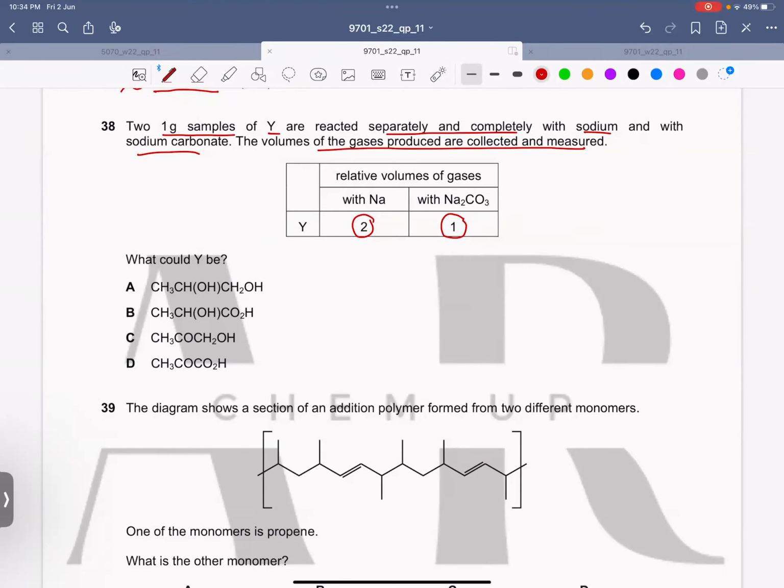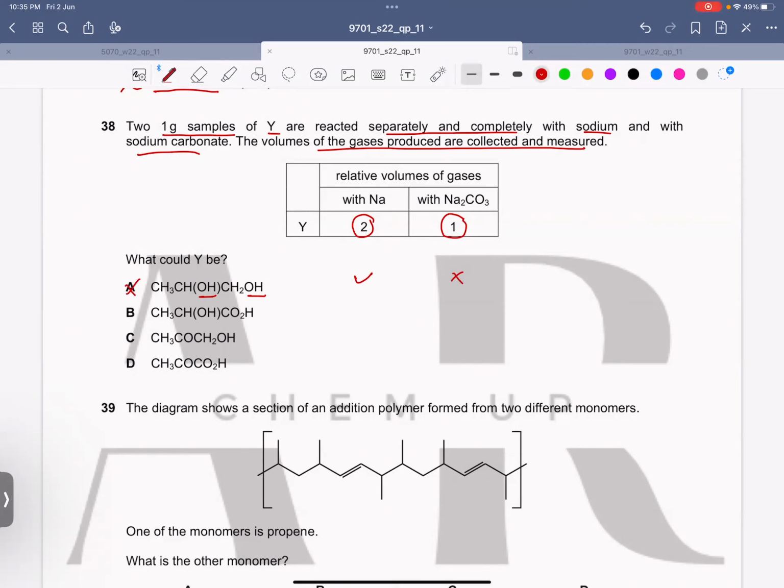Okay. So if you look at A, in A both are alcohols. So remember, alcohol does not react with sodium carbonate. So in this case of A, we are getting nil volume with sodium carbonate. With sodium hydroxide, we will get the volume, but there is no reaction with sodium carbonate. So A is wrong.